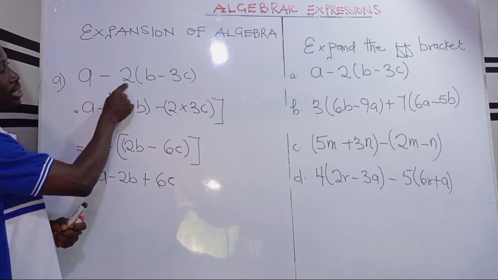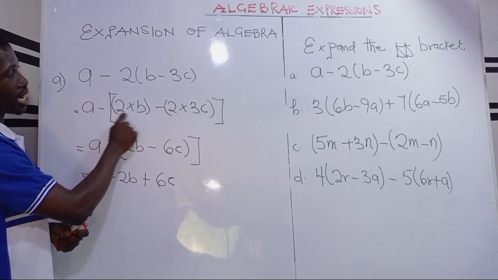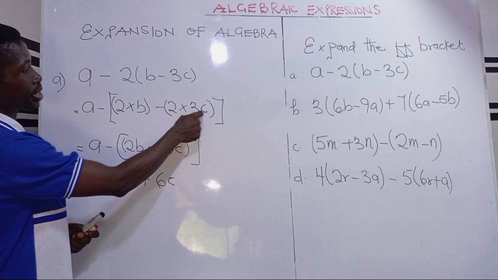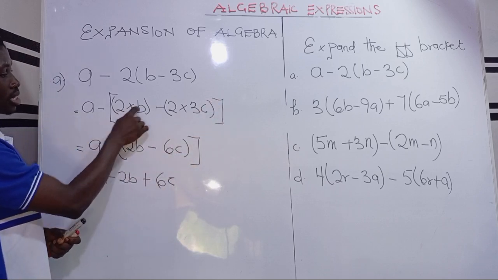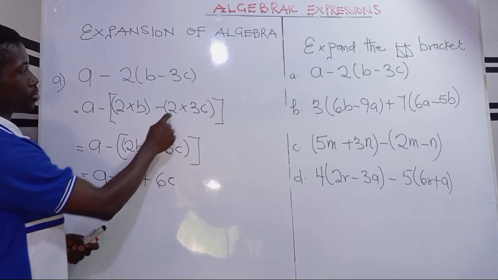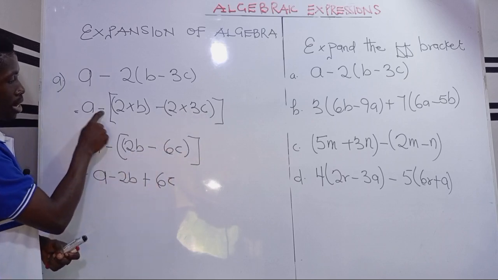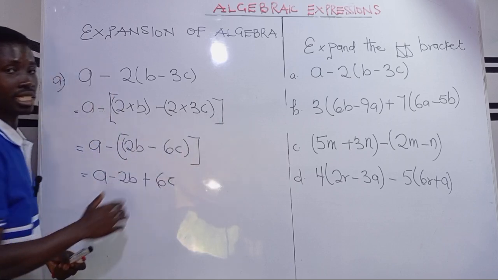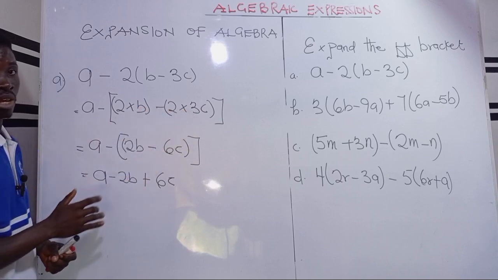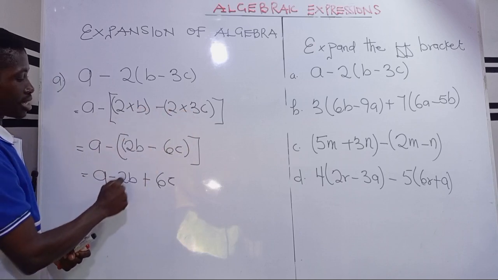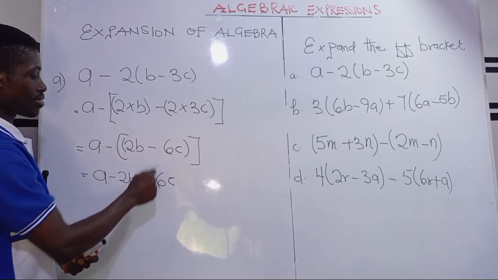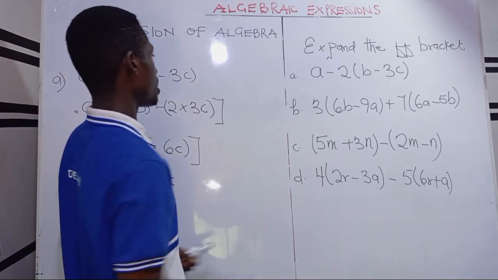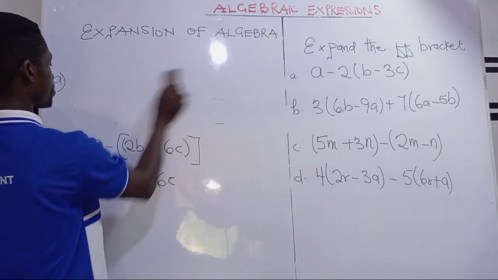So the number outside the bracket is going to multiply the individual terms within the bracket. So we have 2 times B, then minus 2 times what? 3C. Then 2 times B gives us 2B, minus 2 times 3C will give us what? 6C. But we have a negative also outside the bracket here, so you have to expand the negative also because it is affecting those within the bracket. So you have negative times 2B will give us negative 2B. Negative times negative will give us positive 6C. Very, very easy.